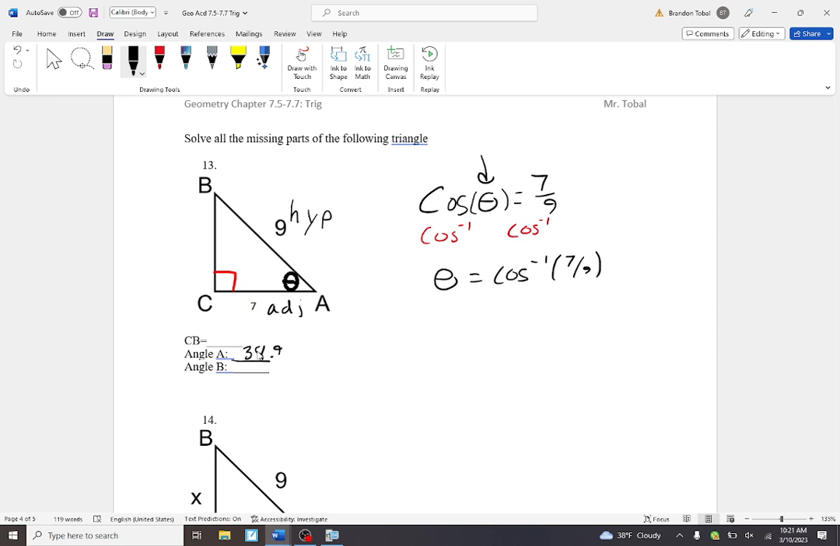Is it 38.94? Let's just put 38.9. Wait, which one is that for? That's for A. How do you know? Because we put theta at A.